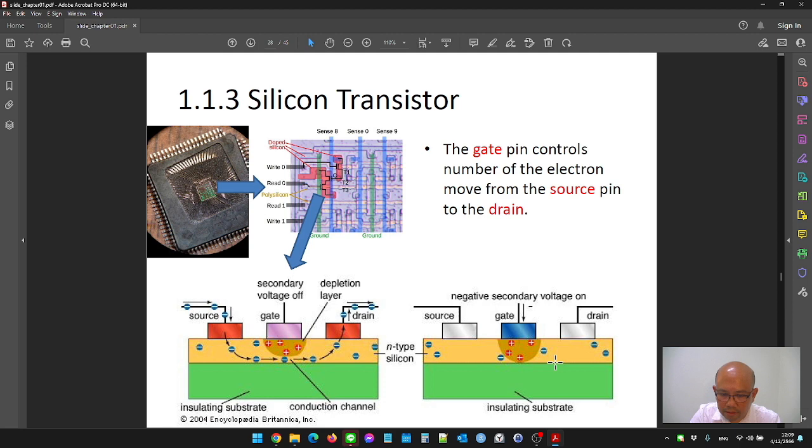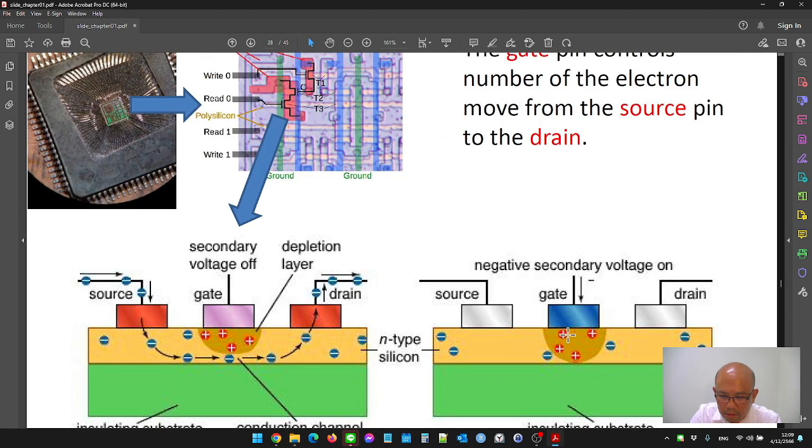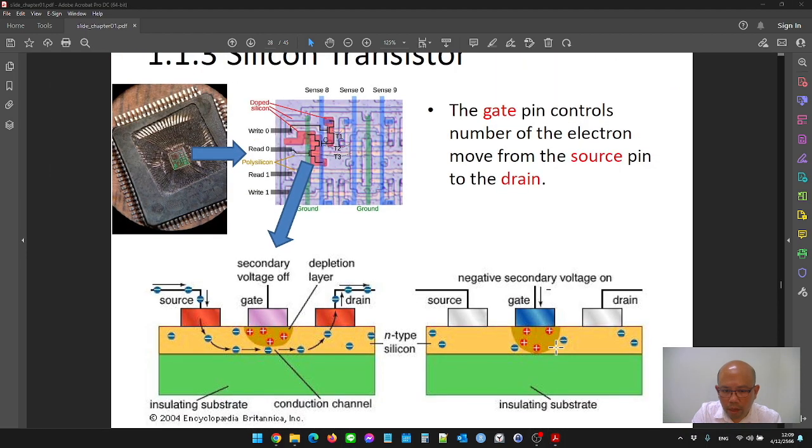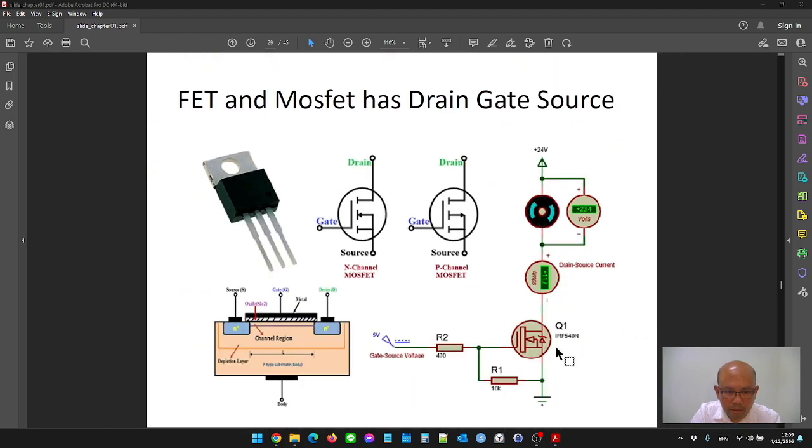Here in this, I supply the negative to the gate, which blocks the electron move from source to drain. Now we look at the next slide here.